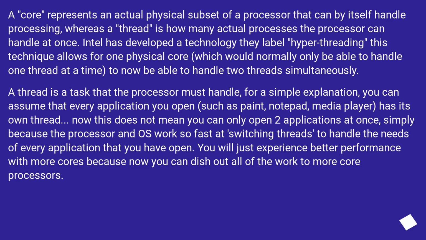A thread is a task that the processor must handle. For a simple explanation, you can assume that every application you open, such as Paint, Notepad, Media Player, has its own thread. Now this does not mean you can only open 2 applications at once, simply because the processor and OS work so fast at switching threads to handle the needs of every application that you have open. You will just experience better performance with more cores because now you can dish out all of the work to more core processors.